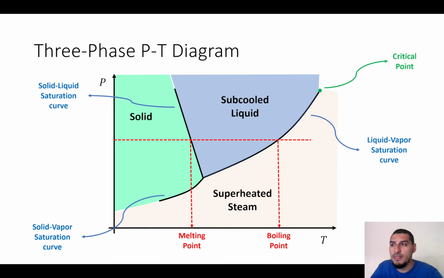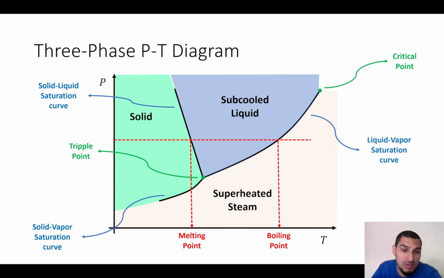We also have here a very interesting point, which is the intersection of the three lines. We call it the triple point. The triple point means that the three phases are coexisting and are in equilibrium at the same time. We will see this now. So let's first look at the phenomenon of sublimation, which is turning the solid into gas.